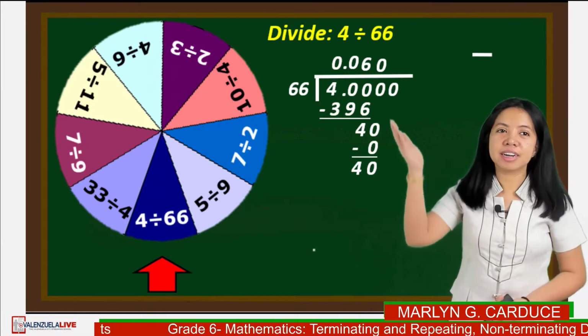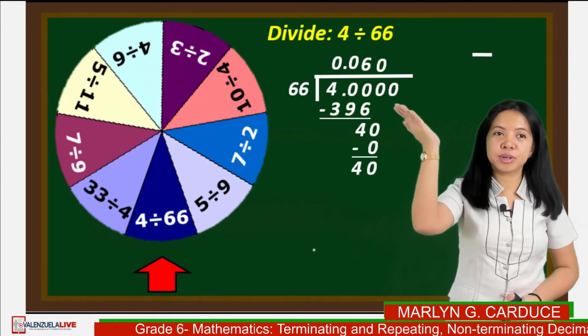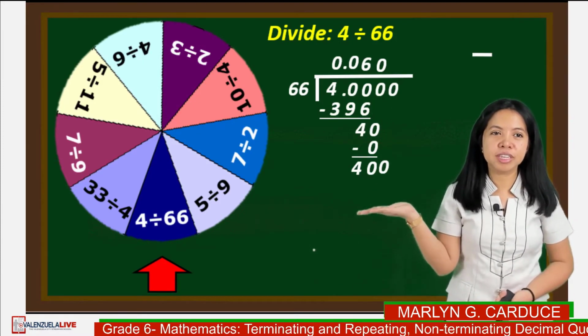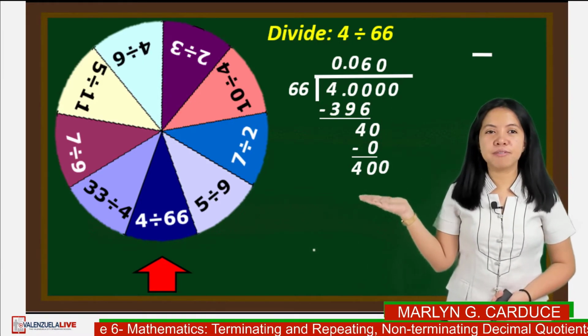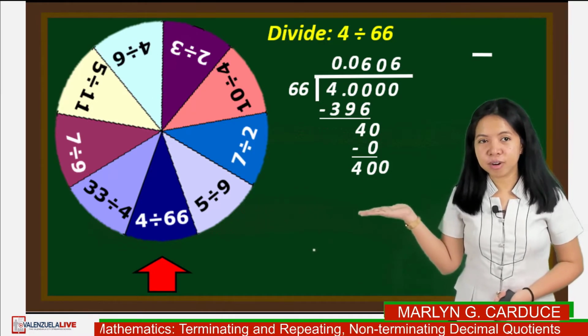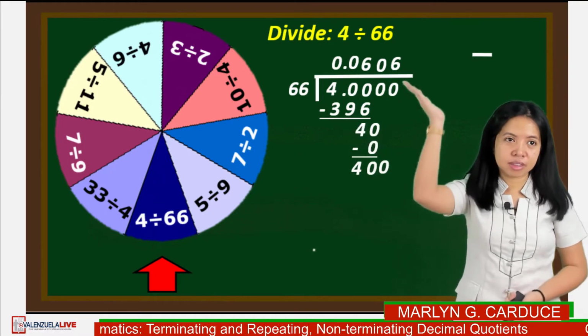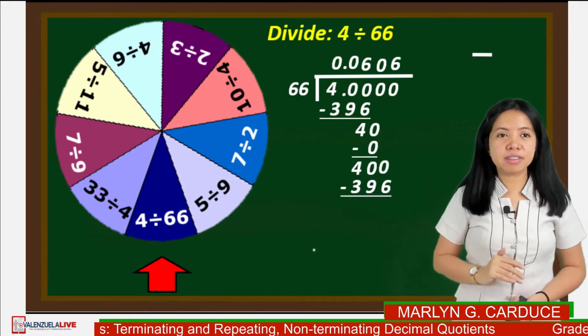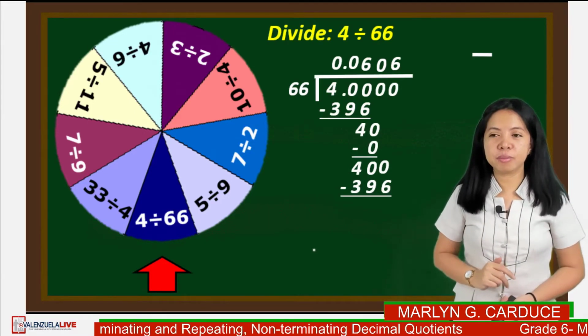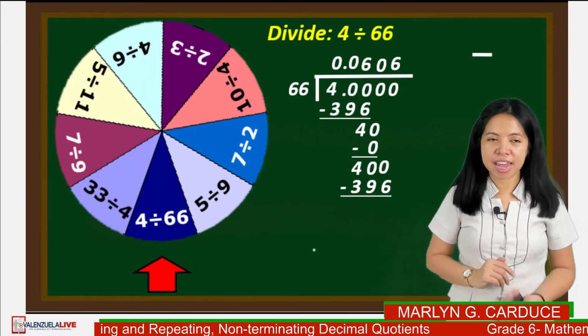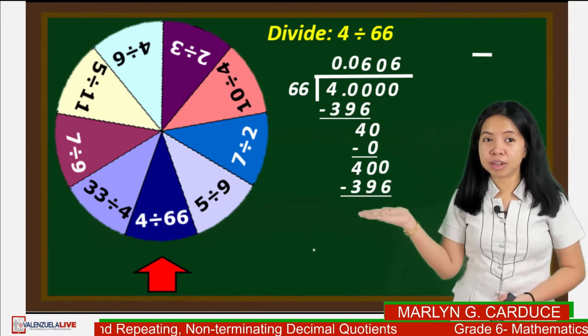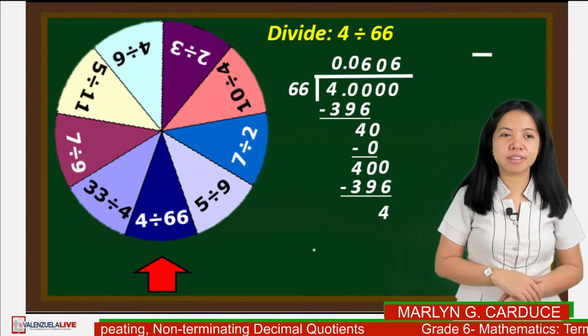And then let's write another 0 in the dividend and then bring it down. So the number will be 400. And then 400 divided by 66 is 6. And then multiply 66 by 6. So the product will be 396. And when we subtract the two numbers, the difference is 4.